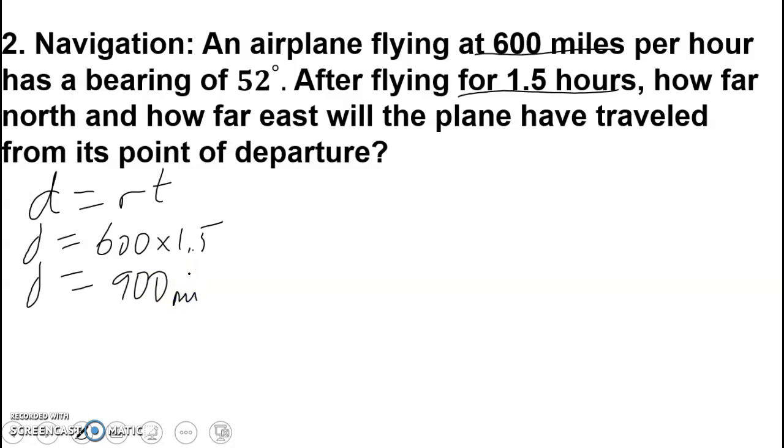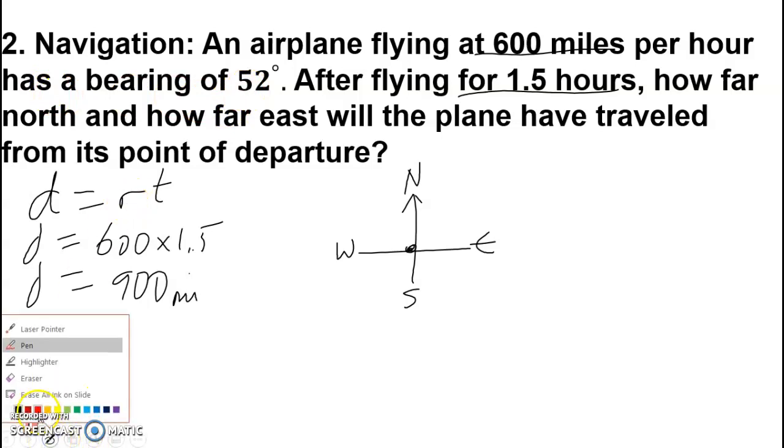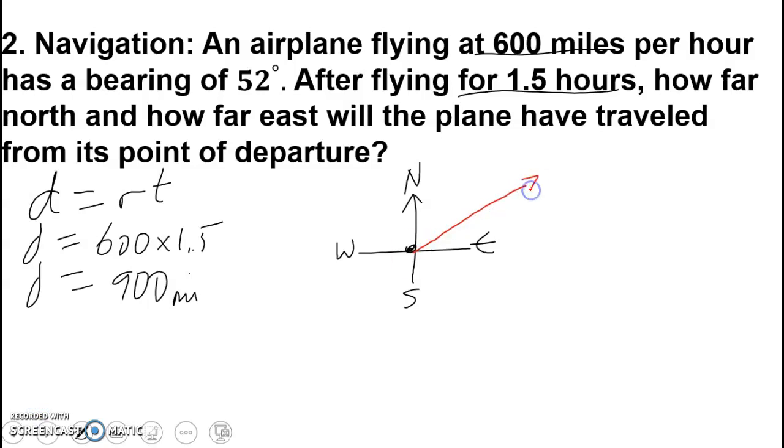Okay, so pick a point for the airplane. Then that's north, south, east, west. The bearing is 52. So if it's 52, it's going to be about here, a little after 40, 52 degrees. And so the distance it traveled on this line is going to be that 900 miles so far. Then it's asking how far north and how far east. How far north and how far east.